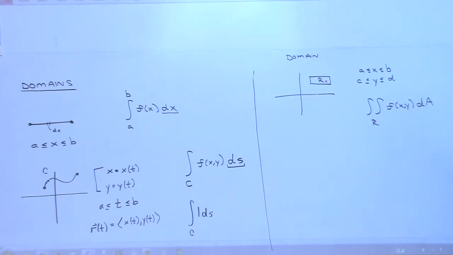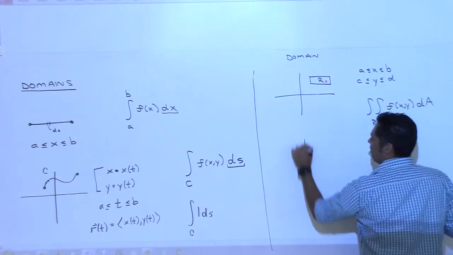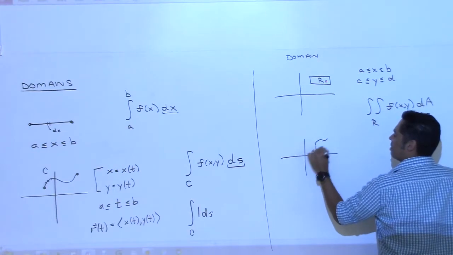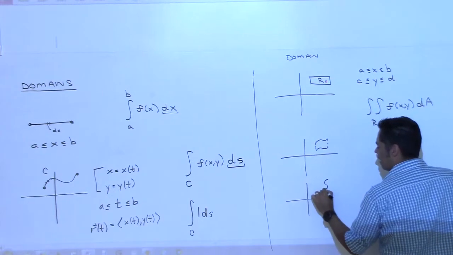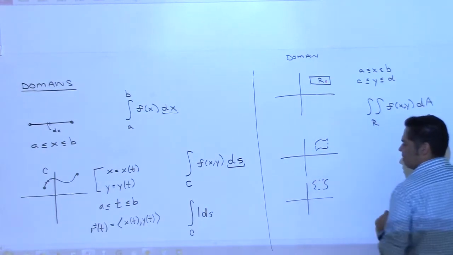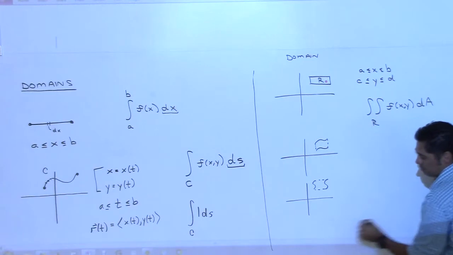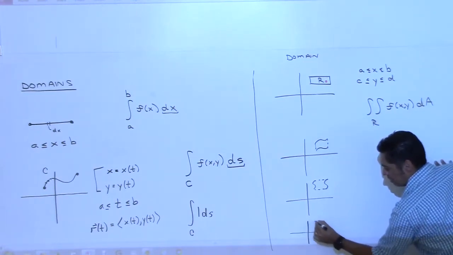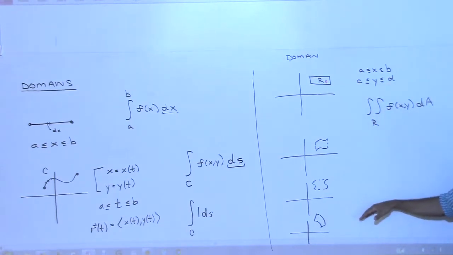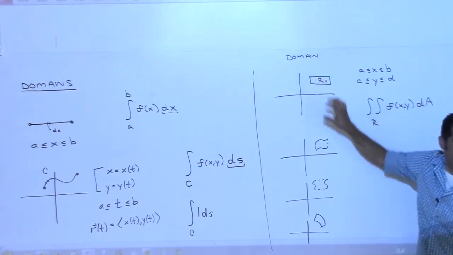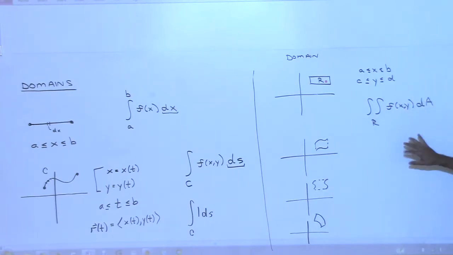And then of course we had all sorts of different types of regions, right? We could do a type 1 region. We could do a type 2 region, right? And then after type 1 and 2, what did we do? Polar, right? And our polar regions look like that. But it's all the same concept. You have a two-dimensional domain, and then from there we define all this double integral, right? But all of them were with respect to area, okay?